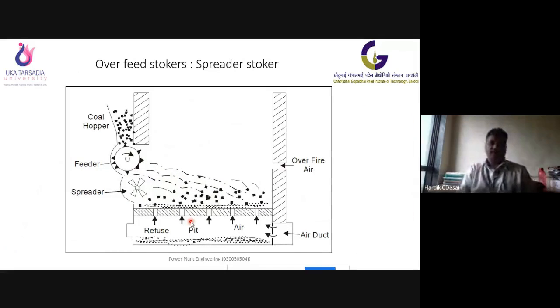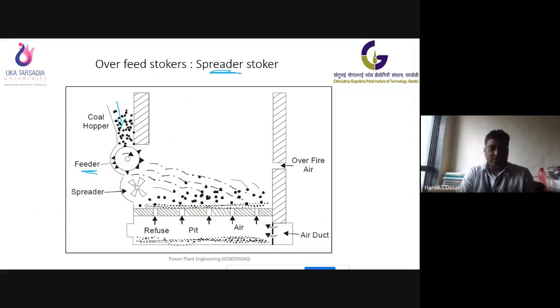The last one in the category of these overfeed stokers is the spreader stoker. Now its name is spreader; in some literature it is also known as distributor stoker. Now how will it work? Here you will be having the coal from the coal hopper. Here you will have the feeder. Feeder will be having some definite number of blades over here, at some pre-decided angles, and it will be used to crush or to reduce the particle size of the coal.